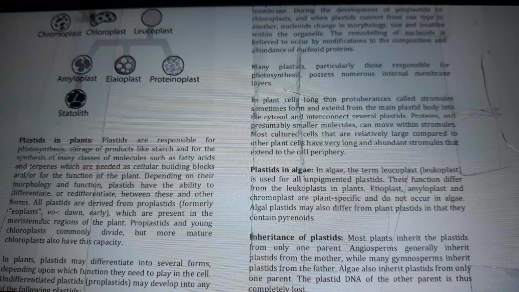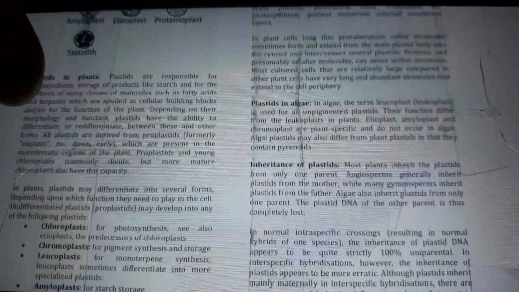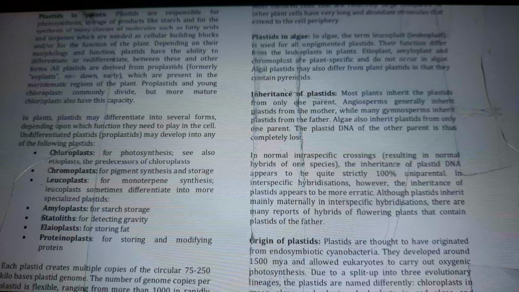Plastids in plants. Plastids are responsible for photosynthesis, storage of products like starch, and for the synthesis of many classes of molecules such as fatty acids and terpenes, which are needed as cellular building blocks and for the function of the plant. Depending on their morphology and function, plastids have the ability to differentiate or redifferentiate between these and other forms.